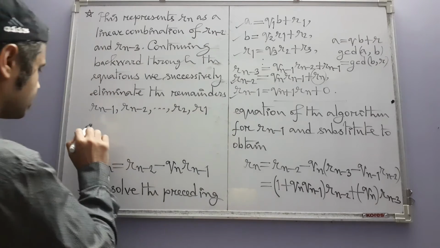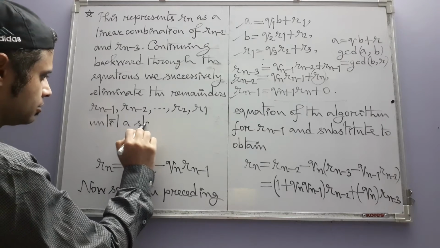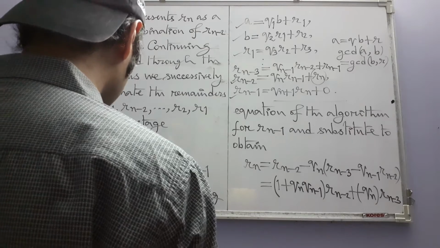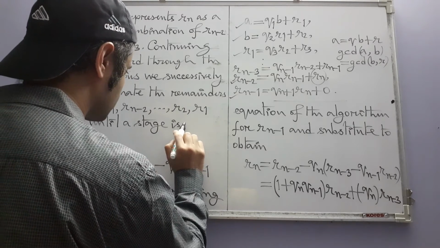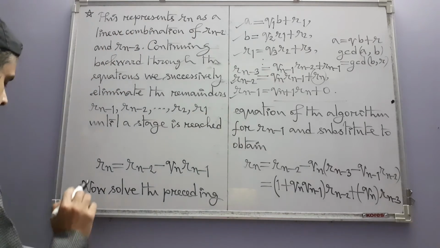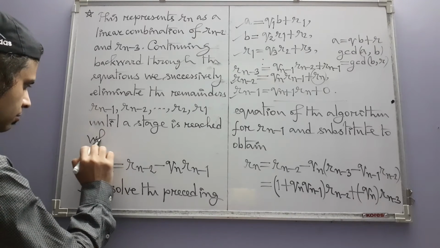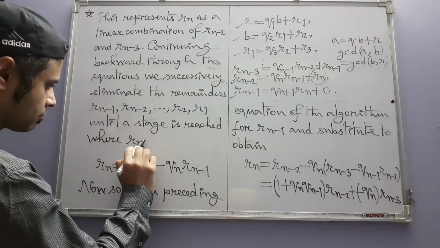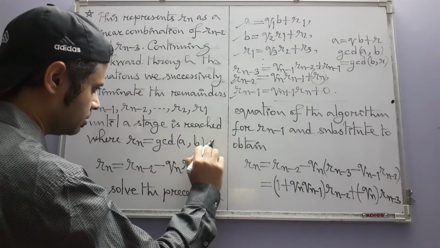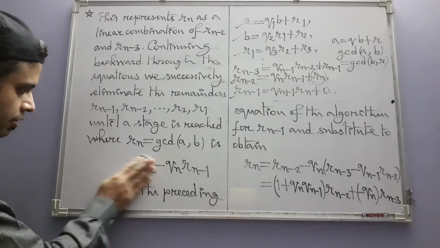Until a stage is reached where A comma B, the GCD, is expressed as a linear combination of A and B.